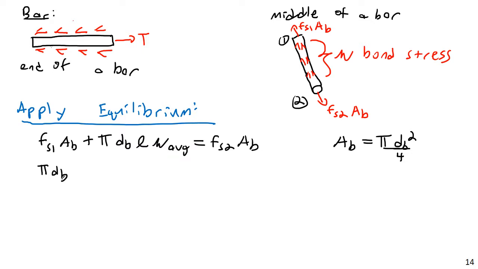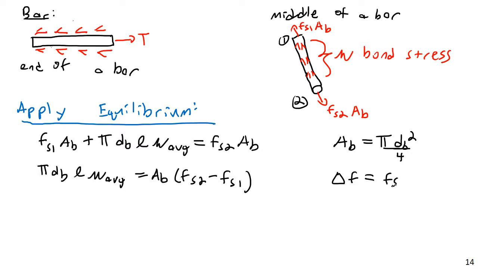Pi times the diameter of the bar times L times mu average, the Greek letter mu average, is equal to the area of the bar times the difference in stresses, fs2 minus fs1. And let me next define delta F, which would be the change in stress along one length of a piece of rebar. So this would be fs2 minus fs1.